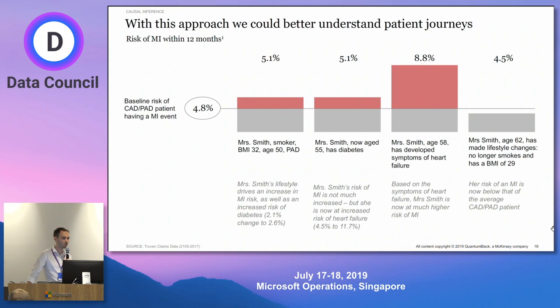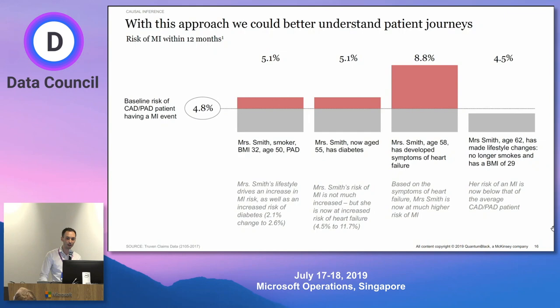We can give it different criteria, so we can say, okay, at one point the patient is a smoker. We know what their BMI is. We know how old they are. They have a certain disease. They have an increased, above average risk of having a myocardial infarction. And as we query this in different ways, the likelihoods change and the probabilities update and give us very easily interpretable results.